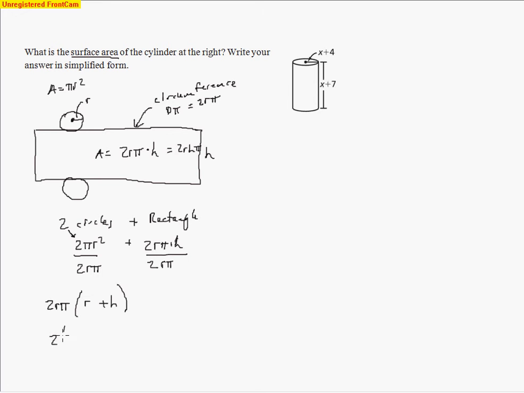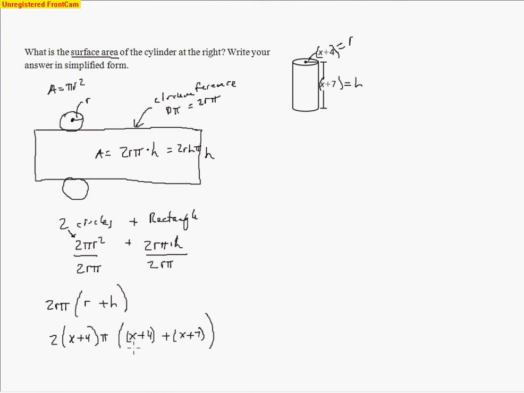2 times by the radius. So the radius represents this expression right here, this x plus 4. So I write 2 times x plus 4, and then times by pi. I'm just going to leave it in terms of pi for now. And then I'm multiplying that by the radius, which is that x plus 4, and then plus, and then I've got this expression right here, which is the height. And that x plus 7 is the height. So I'll put parentheses around there to show that's the radius, and the height was x plus 7.